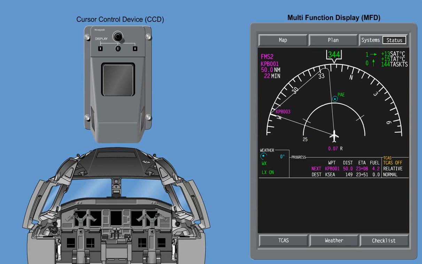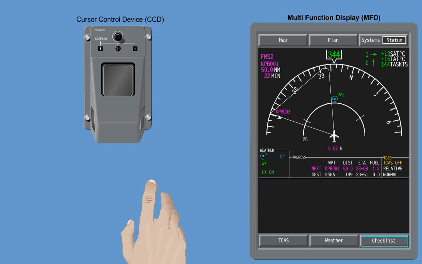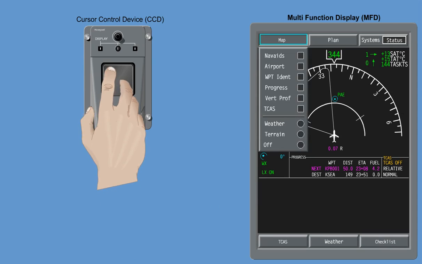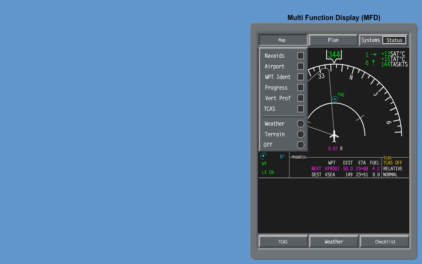The cursor control device in the center pedestal is used to control the menu soft keys. Once a soft key is pushed, a pull-down menu is opened. Checkboxes in the menu are used to select and deselect each function. For navigation, you can choose between the map and plan formats. Weather radar, FMS, TCAS, and various other information can be shown or alternatively switched on and off.